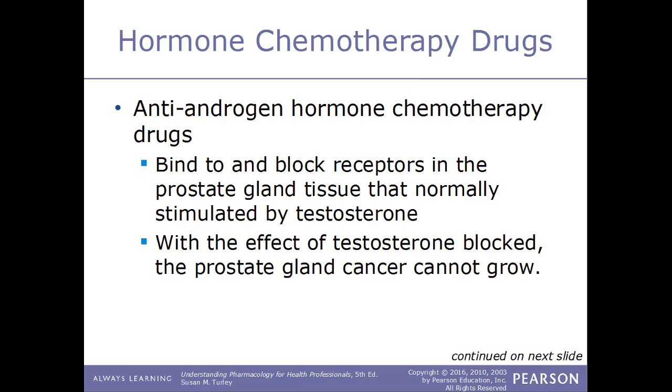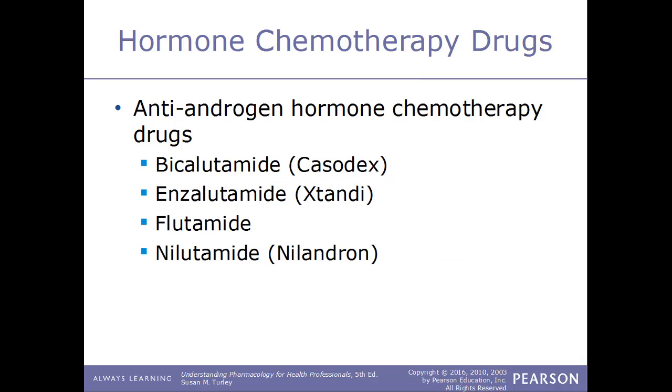Another kind of hormone chemotherapy drugs that you'll find are anti-androgen hormone chemotherapy drugs. These will bind to and block receptors in the prostate gland that is normally stimulated by testosterone. So with the effect of testosterone being blocked, the cancer in the prostate gland can't grow. And some examples of this kind of drug would include bicalutamide, known by the trade name Casodex, enzalutamide, also known by its trade name Xtandi, flutamide, and nilotamide, also known by its trade name Nilandron.